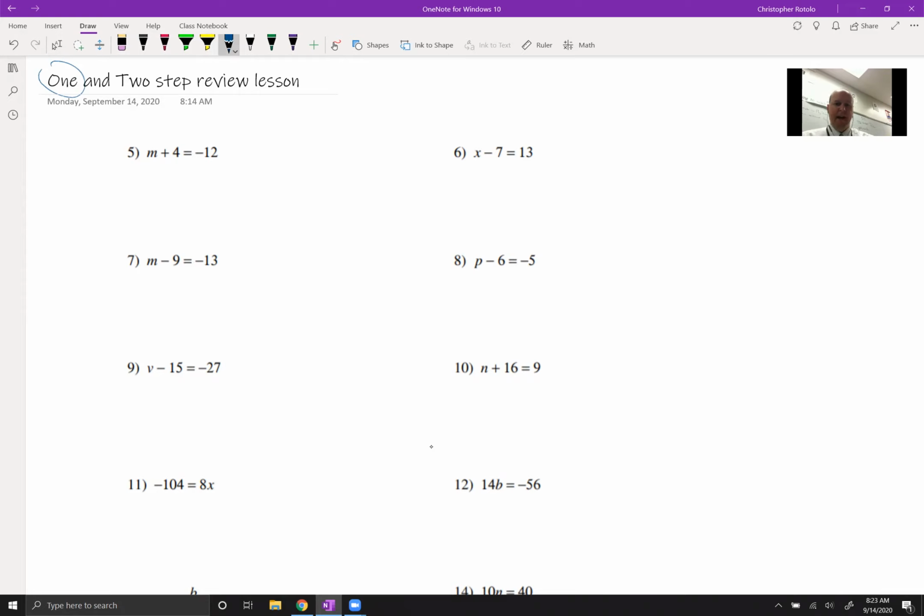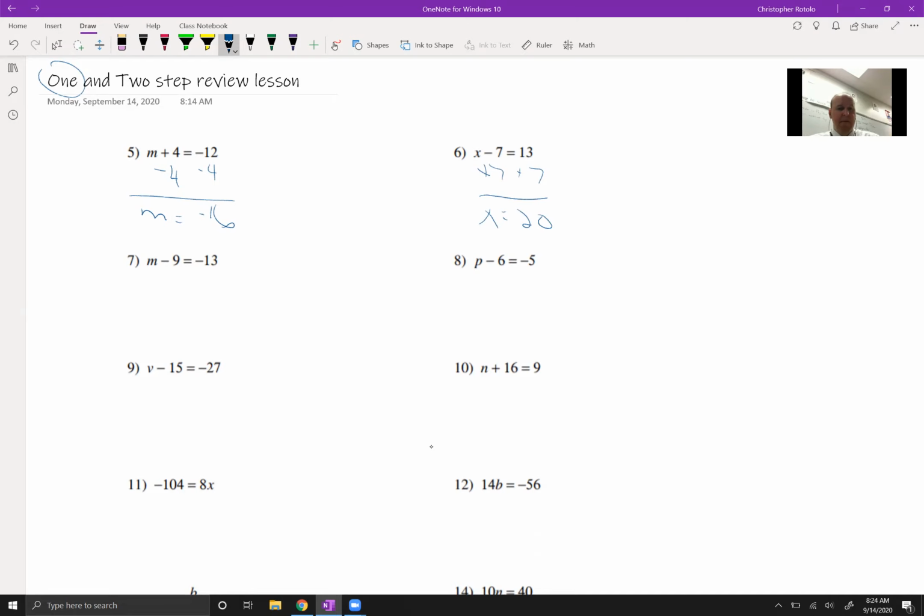We always want to use the additive inverse or multiplicative inverse, or just undo whatever is happening, right? So we're just going to do minus 4, minus 4. So m turns out to be negative 16. All right, so in number 6, x, we're going to take away 7 from x, and then it ends up being 13. So what do we have to do? Instead of subtracting 7, we're going to add 7. So x is 20.